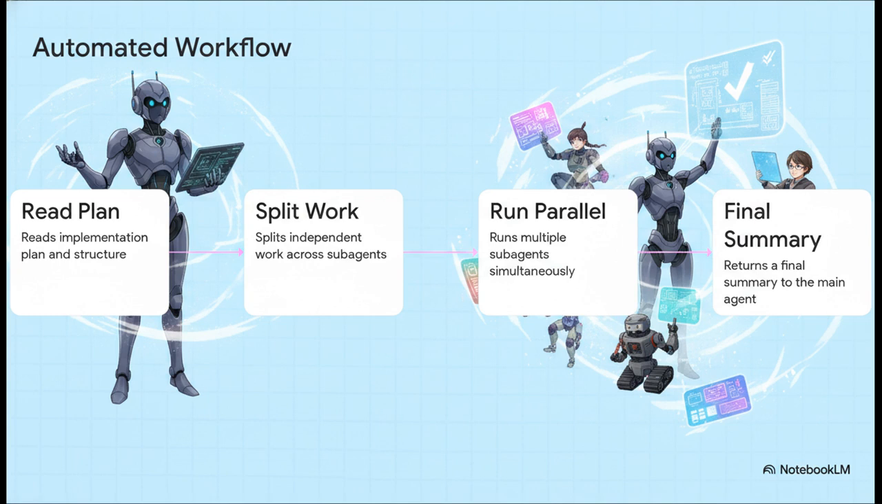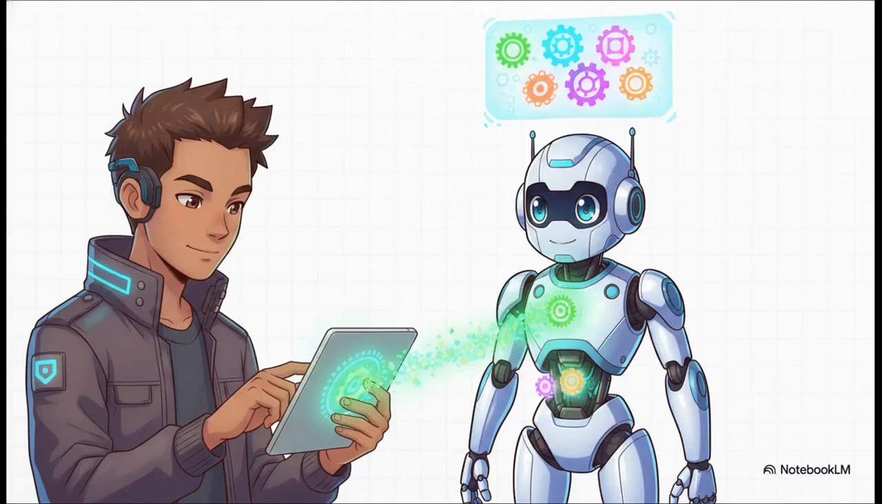So instead of sitting around waiting for one file to be written, then the next and the next, you've got multiple subagents building different parts of your app simultaneously. And fourth, they wrap up by returning a final summary to the main agent. Now you might be wondering, how do these subagents actually know how to write good idiomatic code for specific frameworks? Well, you equip them with agent skills.